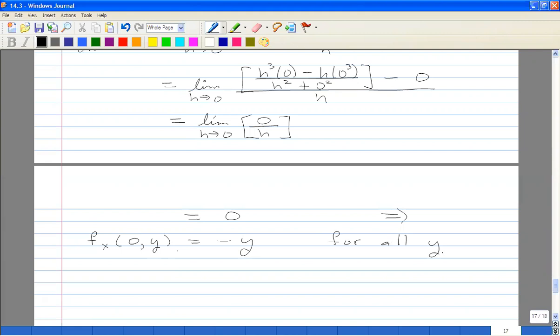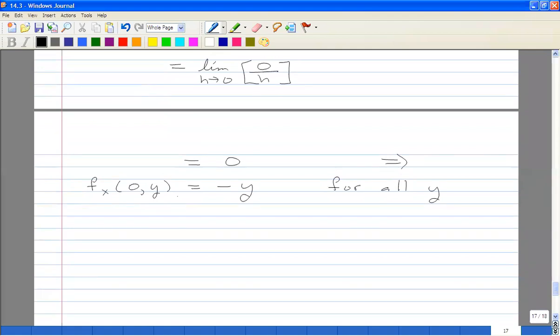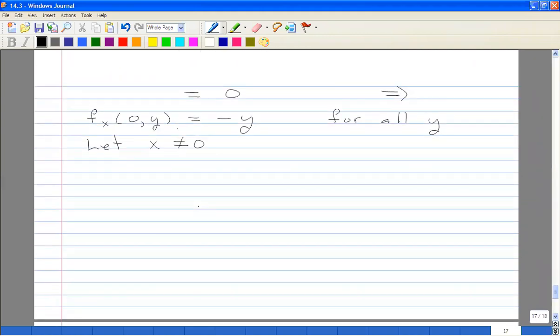Okay. And so let's do the same thing for y. So let's do the partial. Again, let me assume that x is not 0. And let's do the same corresponding thing. And so let's take the partial of f with respect to y at (x, 0). So this is the limit as k approaches 0 of f(x, 0 plus k) minus f(x, 0) over k.